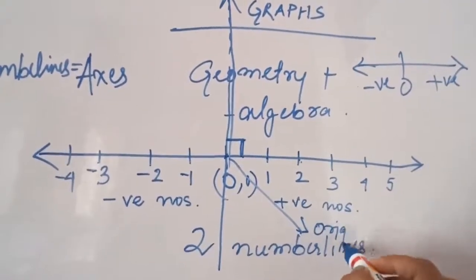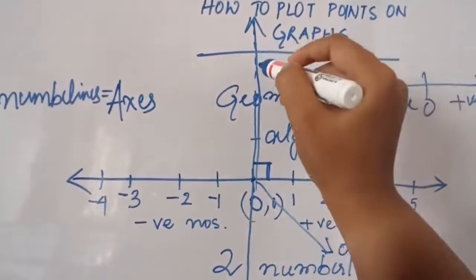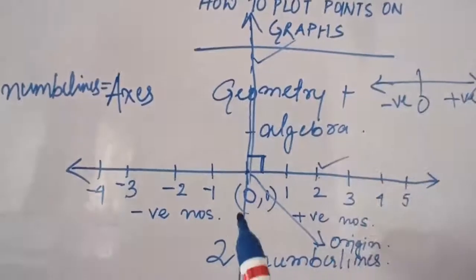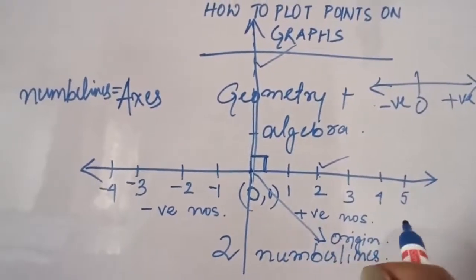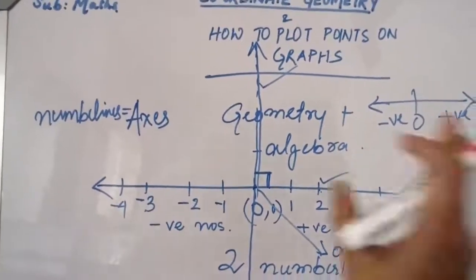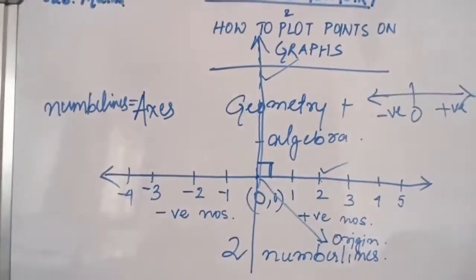The (0, 0) point of both the number lines, this is also a number line and this is also a number line. So the (0, 0) position of both the lines is known as the origin. Let me erase it and make a clear picture of it.